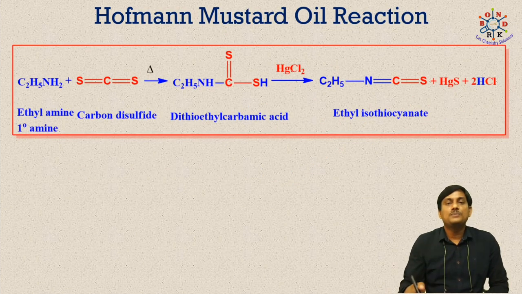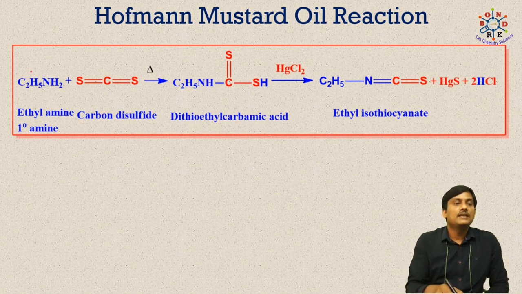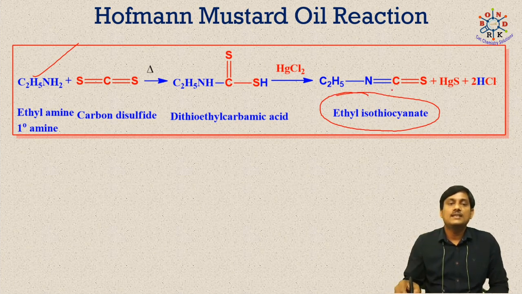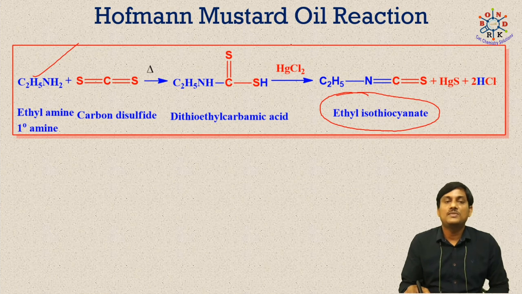Let us take the Hofmann mustard oil reaction. This one is used for the identification of ethyl amine. Finally, there is a formation of ethyl isothiocyanate. The smell of ethyl isothiocyanate is the smell of mustard oil, the pungent smell of mustard oil.